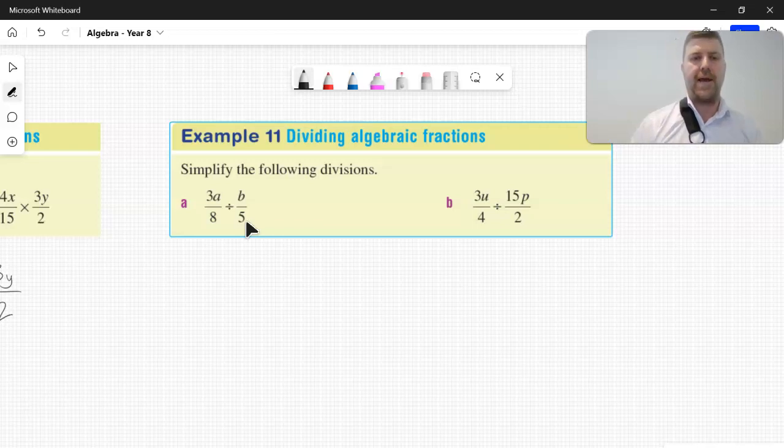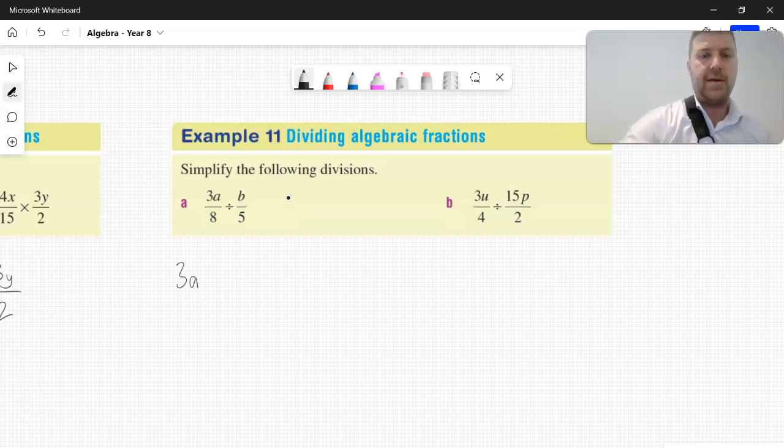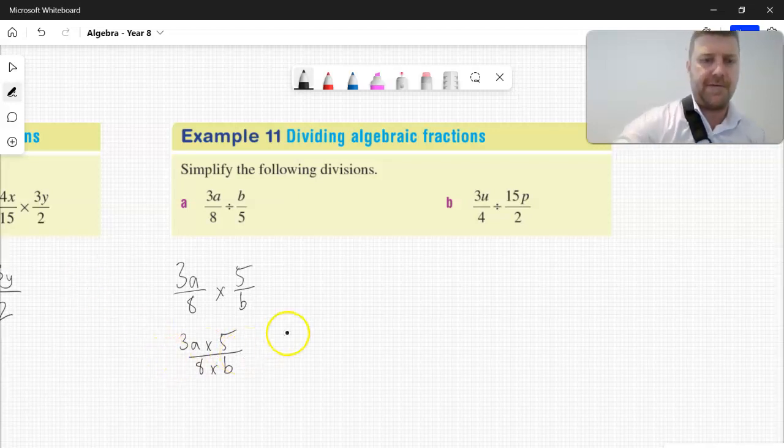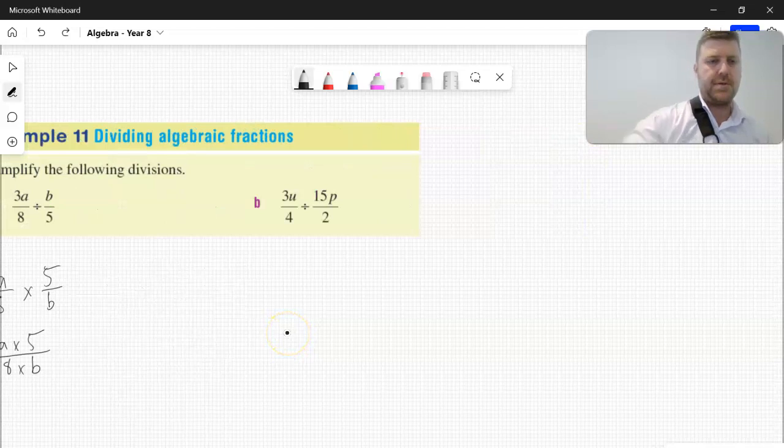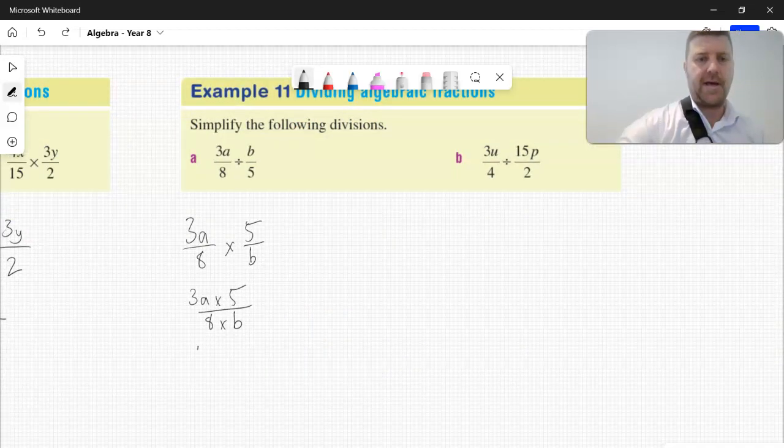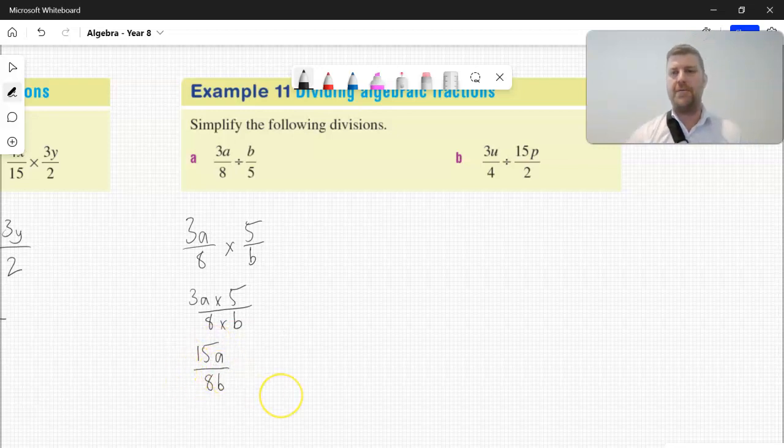So 3a over 8 divided by b over 5 will actually become 3a over 8 times by 5 over b. And then again, it's numerator times numerator and denominator times denominator. So 3a times by 5 is 15a, and 8 times by b is 8b. Again, look for any common factors. 15 and 8 don't have any common factors, so that's my final answer.